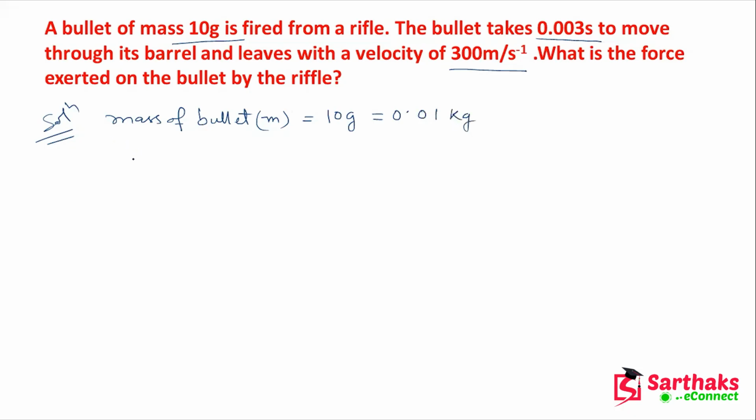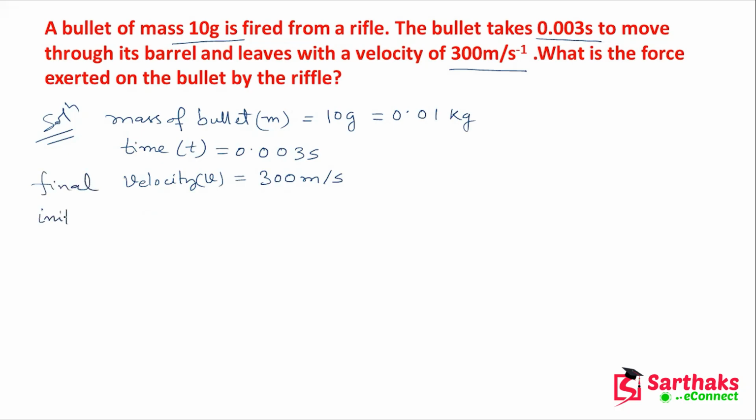Then they have given time t equals 0.003 second and velocity v equals 300 meter per second. Here, this is the final velocity. Let the initial velocity before firing the bullet, u, equal 0 meter per second.